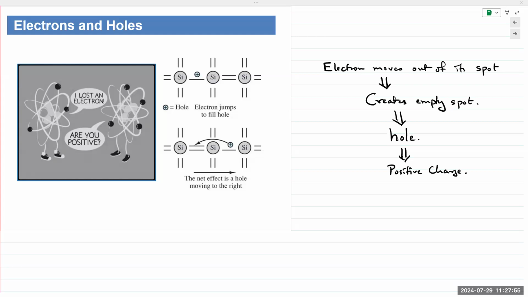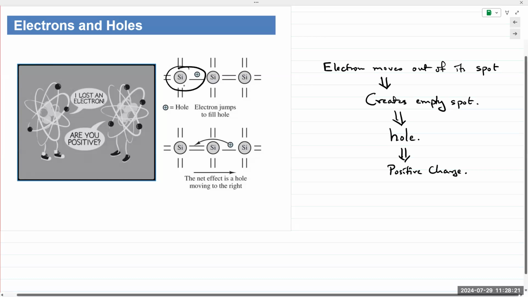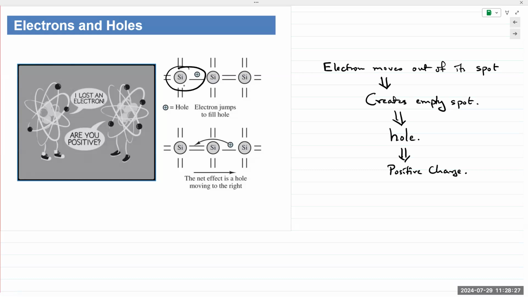But the benefit of thinking about holes as a particle is that it makes analysis easier. Otherwise, you would think electron goes from here to here to here. As shown in the diagram, you have an electron that moves out or away from this spot. When it moves out, this silicon has gained a positive charge. But it's not gained, it is inherent to the silicon atom itself. It's just that the electron moved away from it, taking the negative charge with it. So what's left behind is an empty spot with a net positive charge.